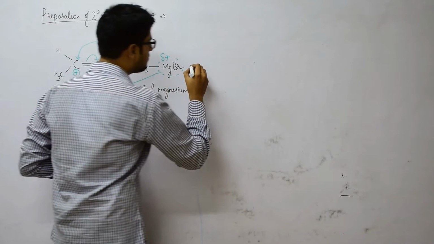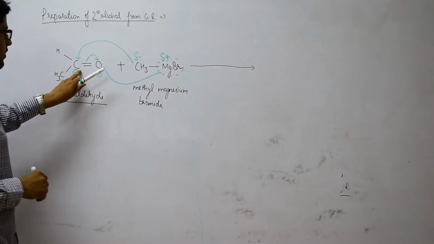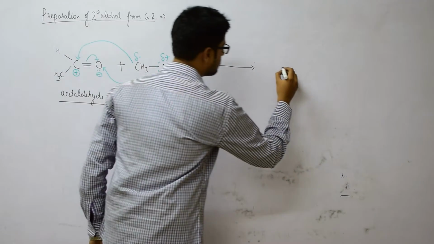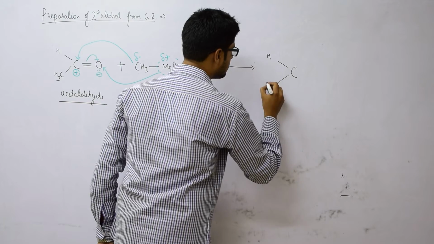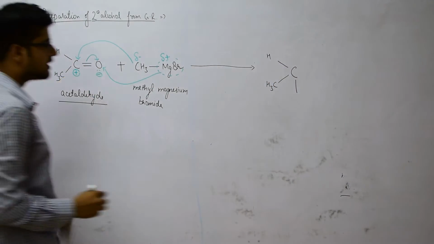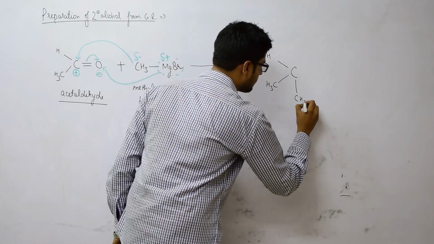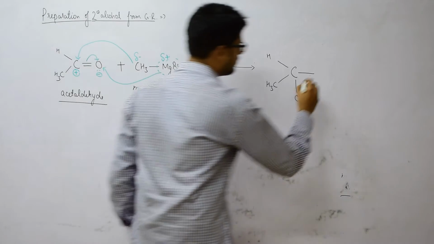So our next product would be this: CH3 will be bonded to this carbon atom. So this will be carbon, single bond oxygen, CH3, and this CH3 got attached with this carbon atom, and here it would be OMgBr.